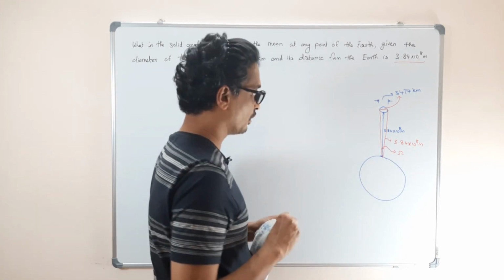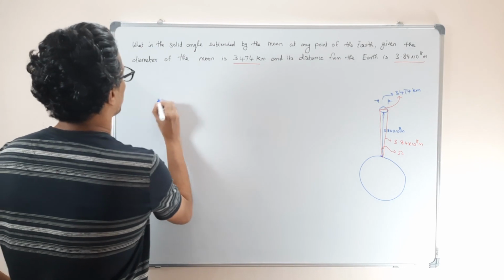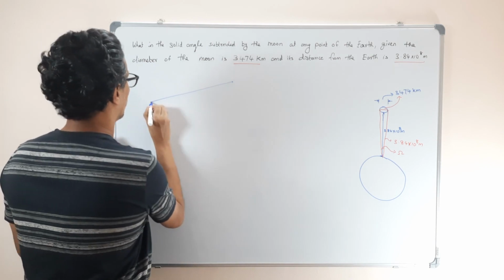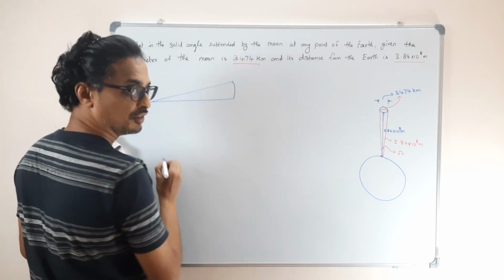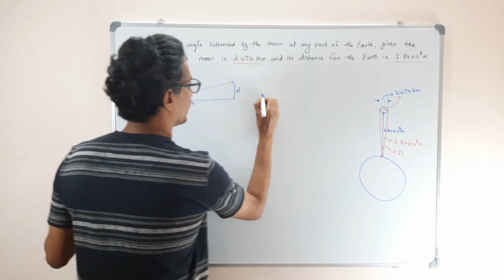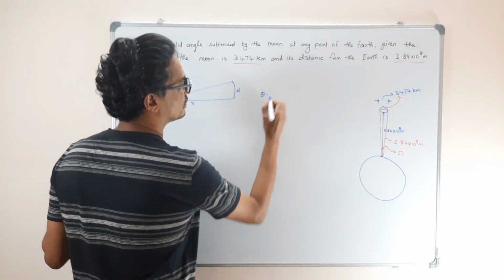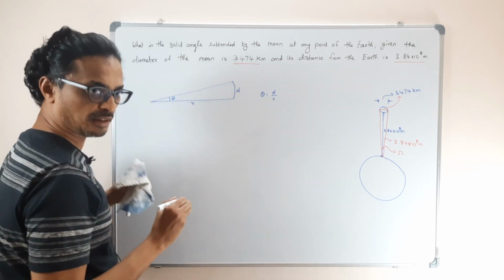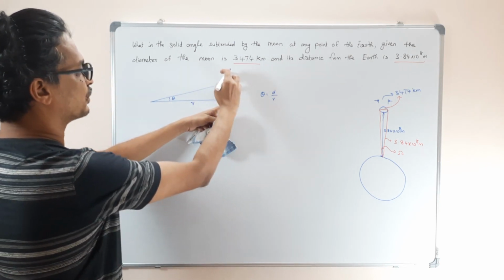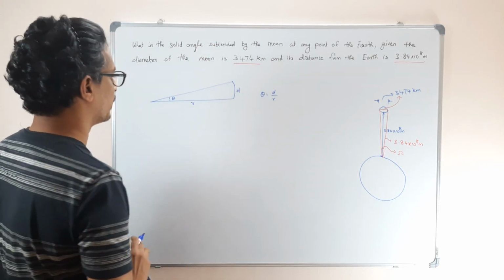So what is the solid angle formula? You remember last time what we saw: if I give any arc, and if this is theta, and if this is r, and if it is d, then theta equals d by r, because that's the angle in radians. When the length d is equal to r, it becomes 1 radian. This is the way we define the radian.